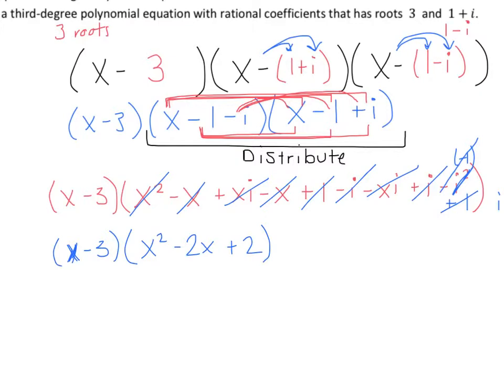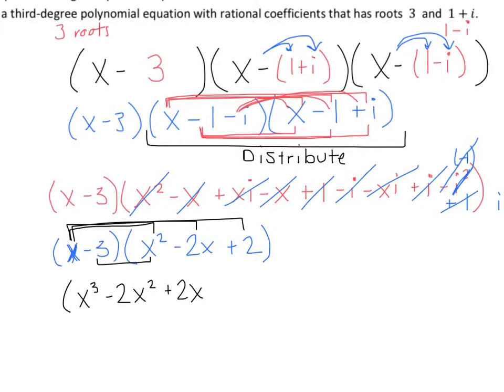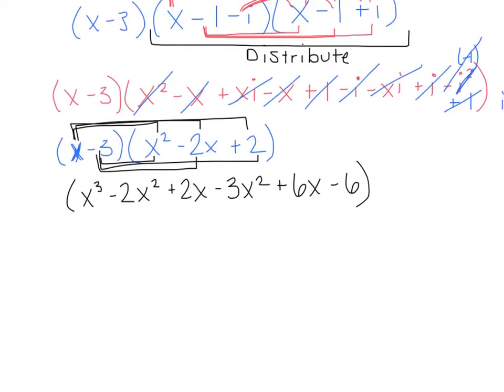Okay, let's distribute again. So we get x times x squared, which is x cubed. x times negative 2x. Good. x times plus 2. Alright, negative 3 times x squared. Negative 3 times negative 2x. Good. And negative 3 times 2. Good. Combine like terms, and now we really, really are done.